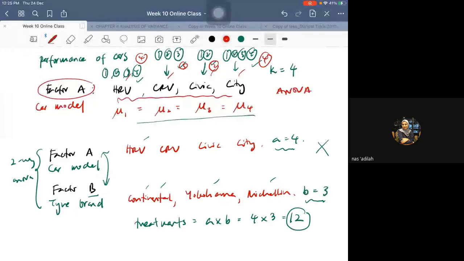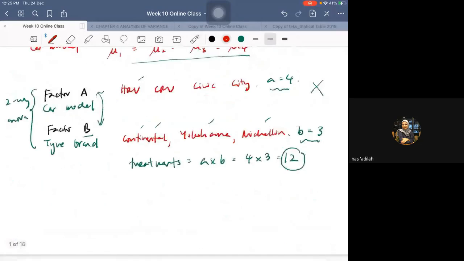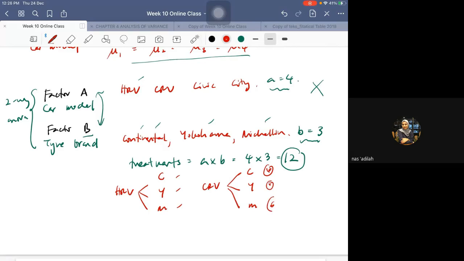But for the case of two-way ANOVA, if you have a look here, there are 12 treatments. So what are the treatments? For HRV, I'm going to have HRV Continental, HRV Yokohama, HRV Michelin. So this is already 3 treatments. And the same goes for CRV: Continental, Yokohama, and Michelin. So this is going to be the 4th, 5th, 6th treatment and so on.